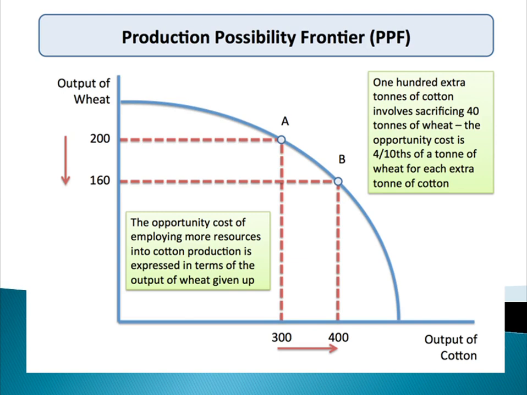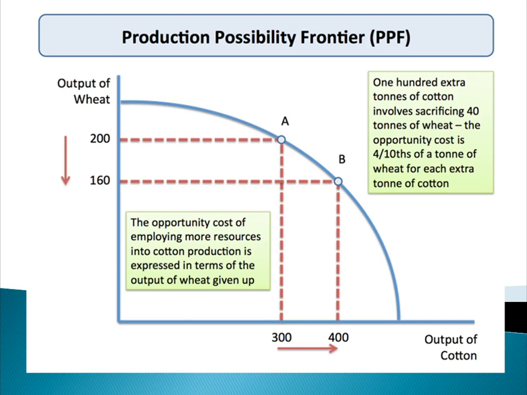So if we increase the output of cotton to 400, automatically this curve will shift, and this dotted line will go to the 160 point on the y-axis, which shows that the resources being given to the output of wheat have decreased from 200 to 160. So how many units have we increased the output of cotton? 100 units, because it shifted from 300 to 400.